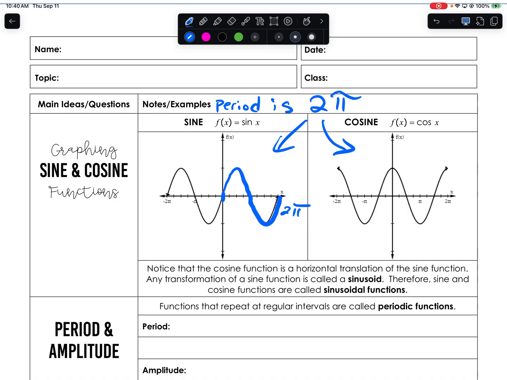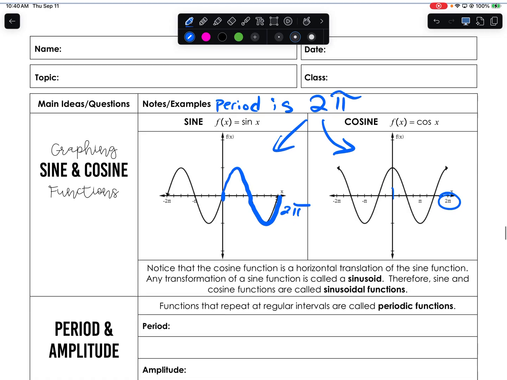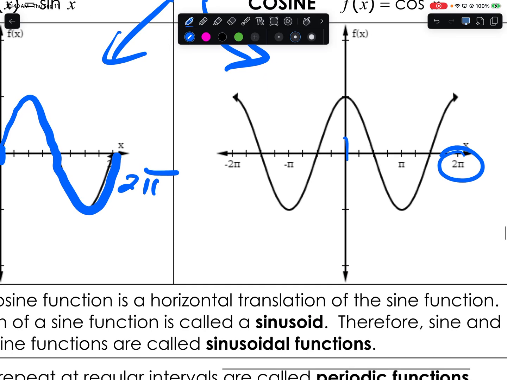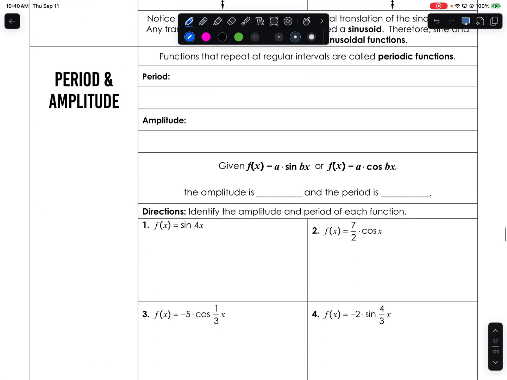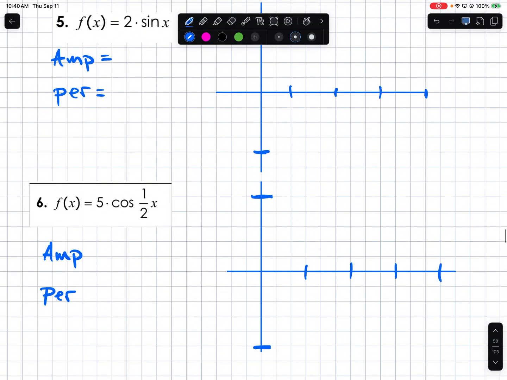So yeah, period is 2 pi. So from here to here is also 2 pi. You can see the little 2 pi down there. I'm going to have you graph not on the grids that good old Gina gives you. I make your graph like this.